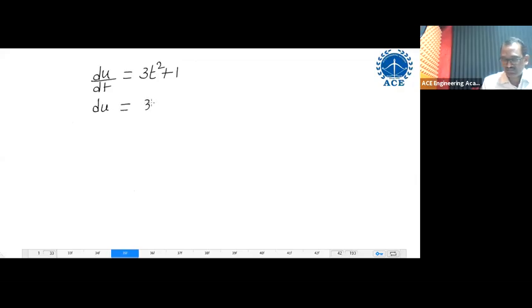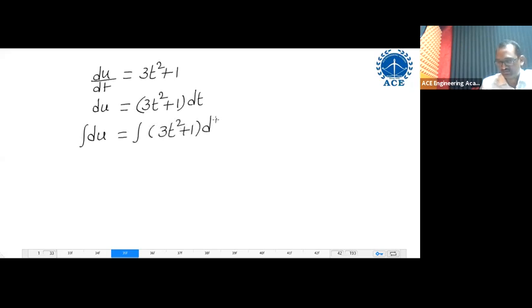Direct solving of the given differential equation will be like this. du is equal to 3t square plus 1 into dt. Integral du is equal to integral of 3t square plus 1 into dt. Integral du is u. Direct solving is the exact solution. Integrating 3t square gives 3t cube by 3, which is t cube, plus integral of 1 into dt, which is t. Integration completed, add some constant.